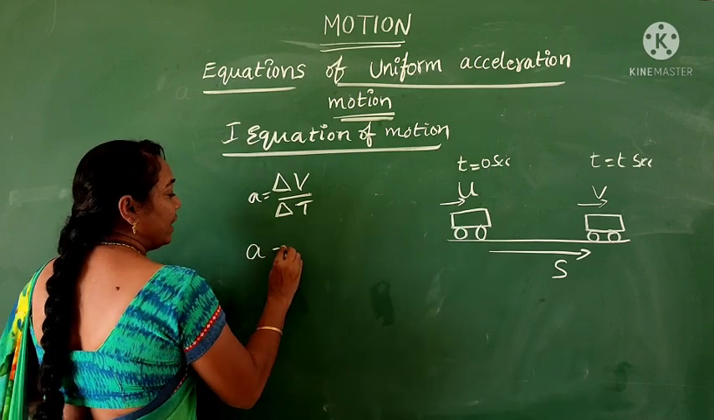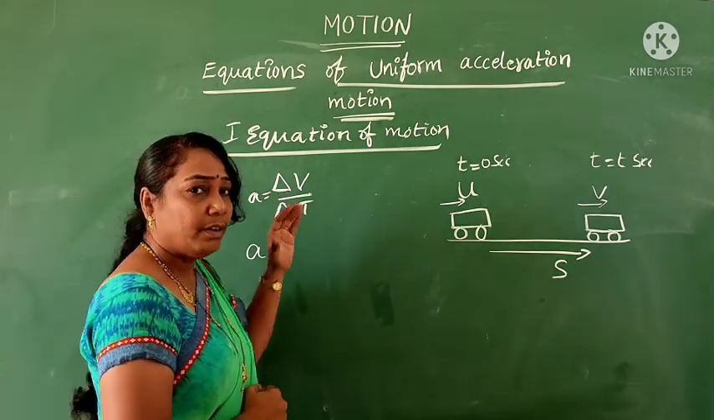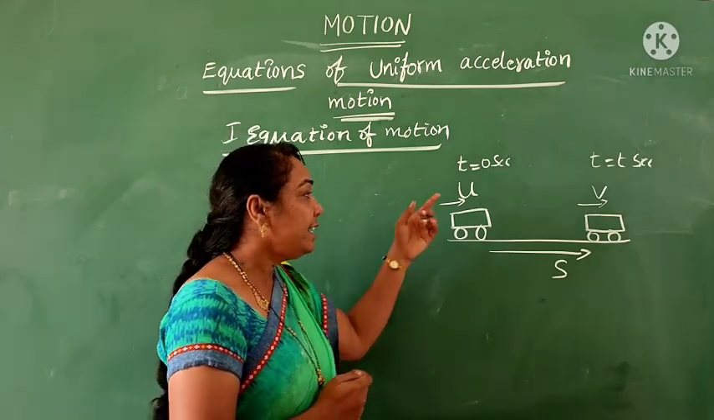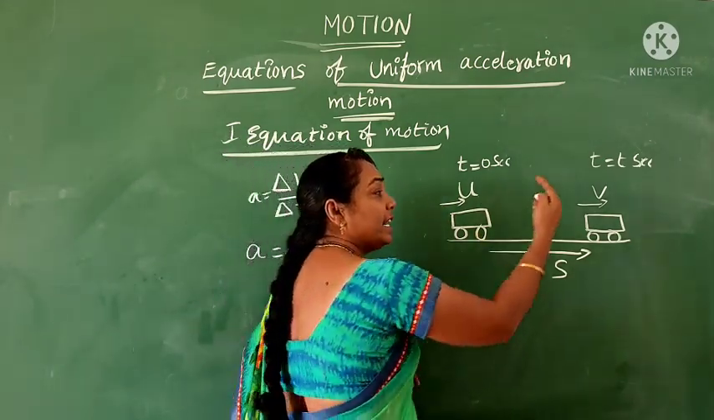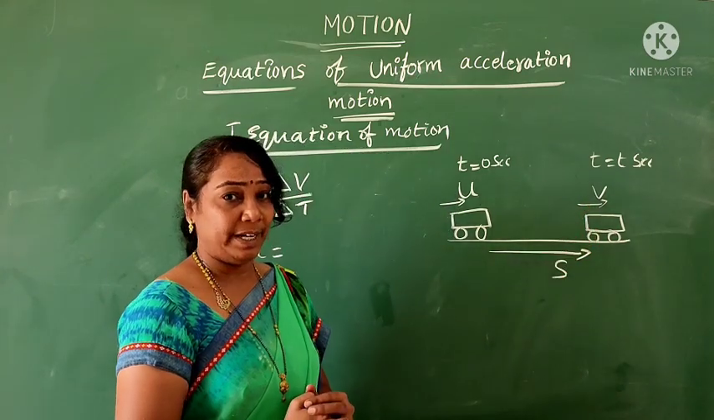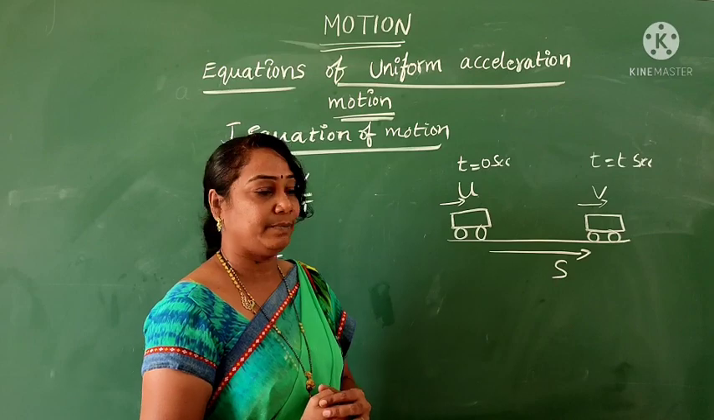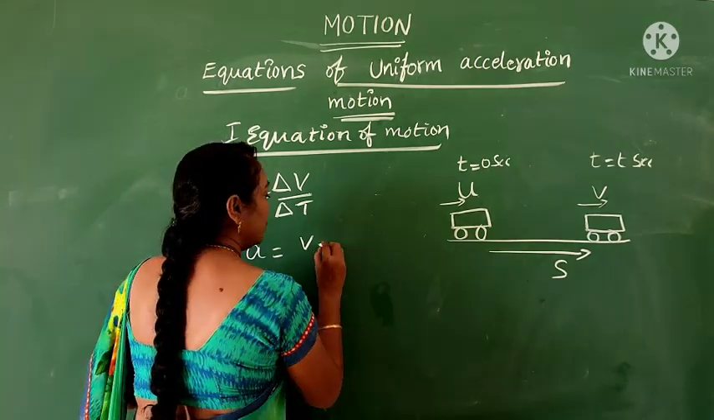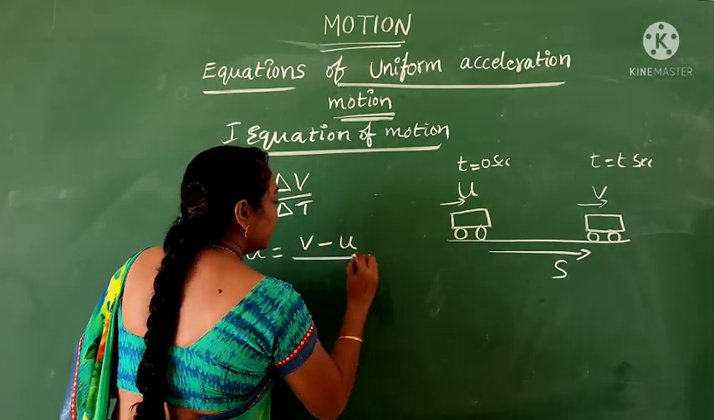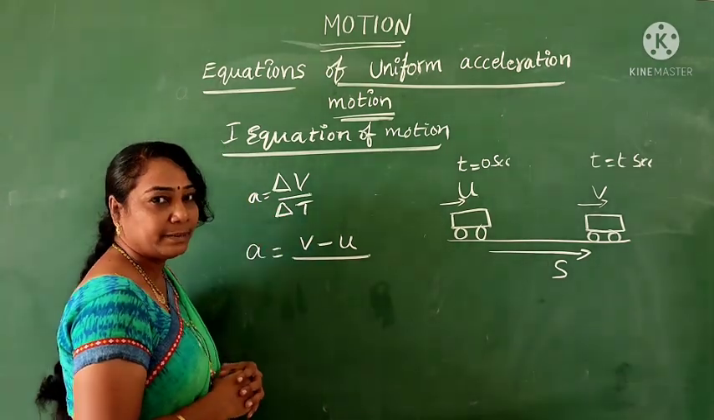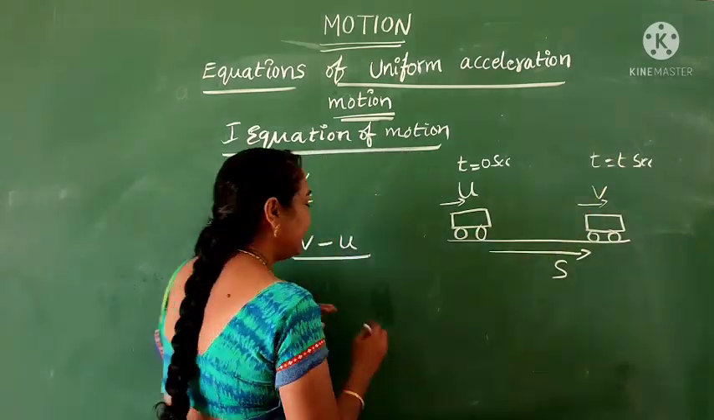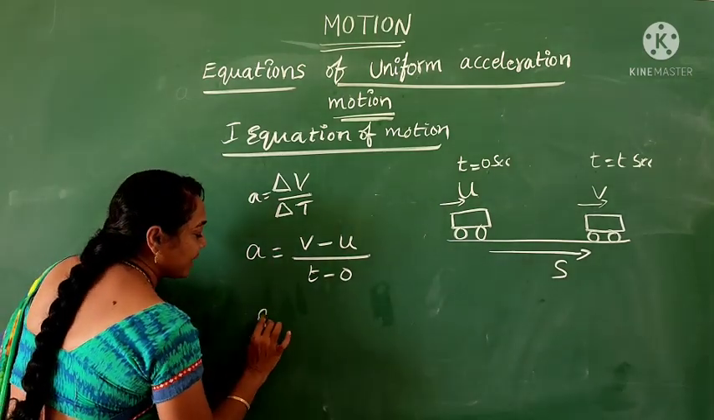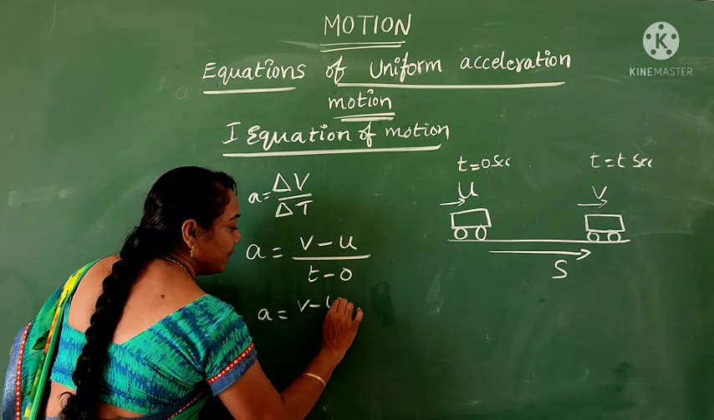Now, a equal to delta v by delta t. What is delta v? Delta v means change of velocity. Here the initial velocity is u and the final velocity is v. Change in velocity means final velocity minus initial velocity, v minus u. And change in time, here time equal to t seconds, t minus 0 seconds. Simply we can write this as a is equal to v minus u by t.